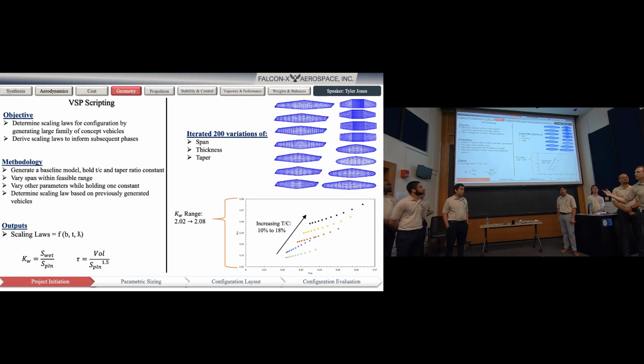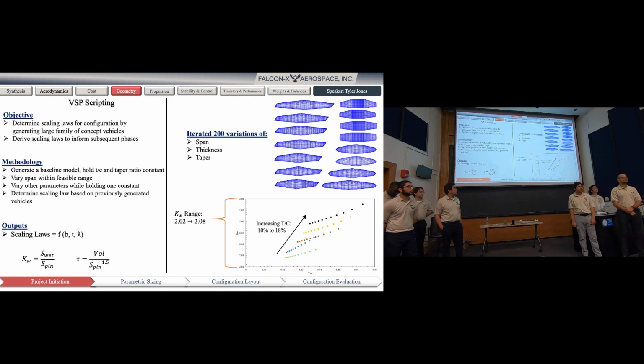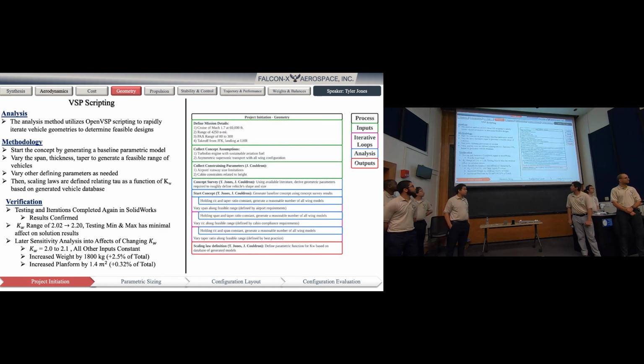From those, we scripted through VSP, it generated based on a first baseline parametric model, and spit out 200. We trend fit those for tau as a function, our KW as a function of tau, and that gives us a scaling law that we can use in the sizing methodology to size up or down our vehicle. And on the right here is a more detailed view of the step-by-step process that we did to determine those relationships. And the things we found there were kind of interesting. The KW doesn't have a wide range as it sometimes does with other configuration types. It's pretty stable at around 2 to 2.2. But that gives us good confidence in the fit of the equations that scale the vehicle that we feed into the sizing logic.